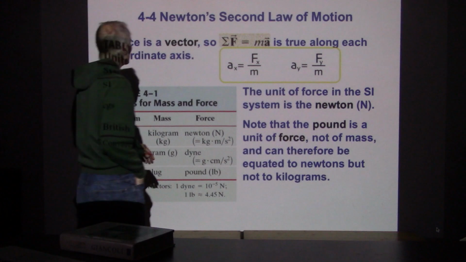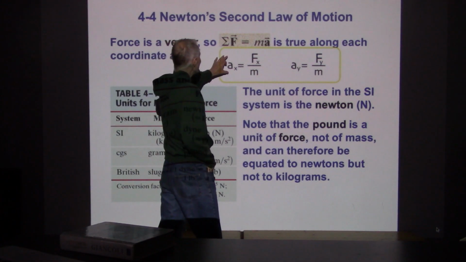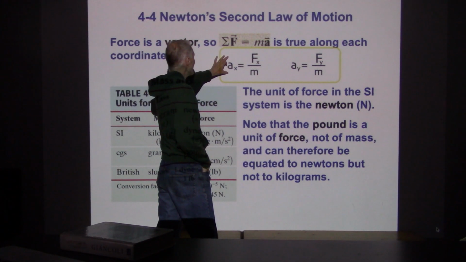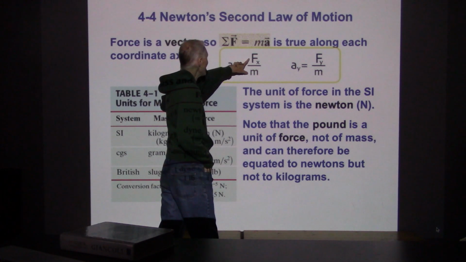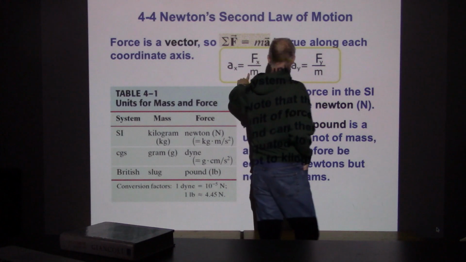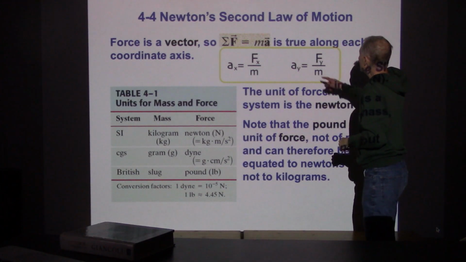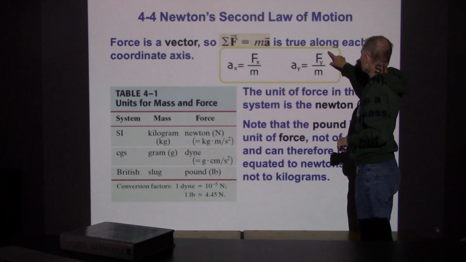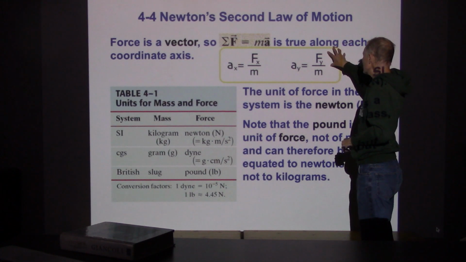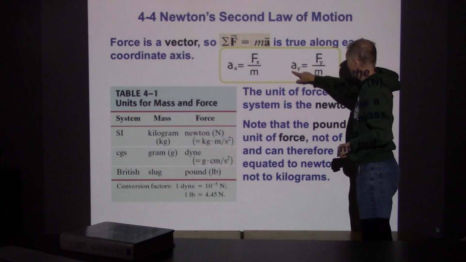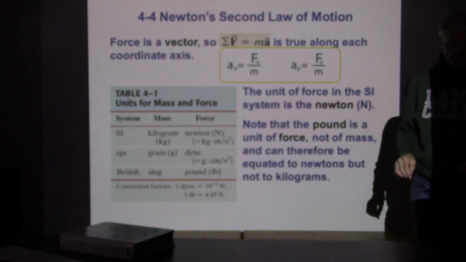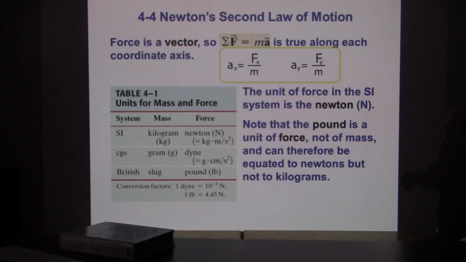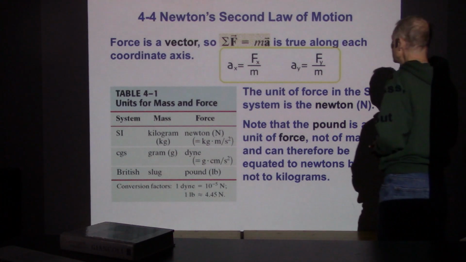And so when we look at this in 2 dimensions, that says that any acceleration in the x will be a result of a net force in the x direction. Again, we have to divide that net force by the mass. Acceleration in the y will be a result of forces in the y direction. To find out how large that acceleration is, we add up all the forces in the y direction and divide them by the mass.